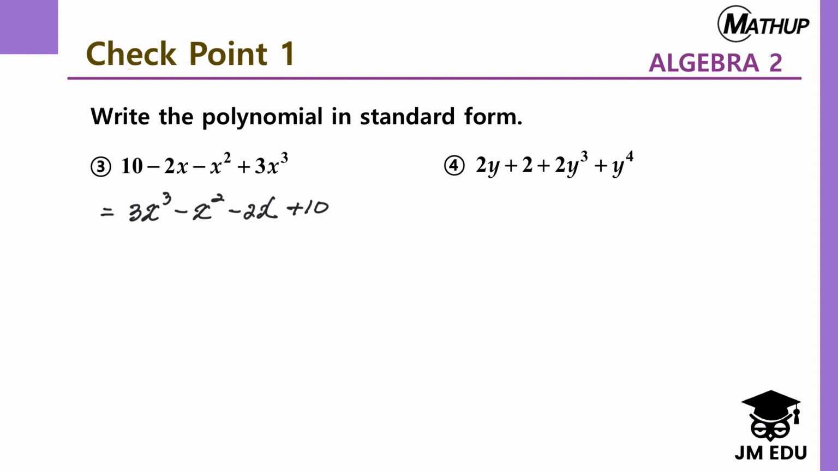Number 4, we have a 4, 3, 1, 0. So that's going to be y to the 4 plus 2y cubed plus 2y plus 2. And that's it.